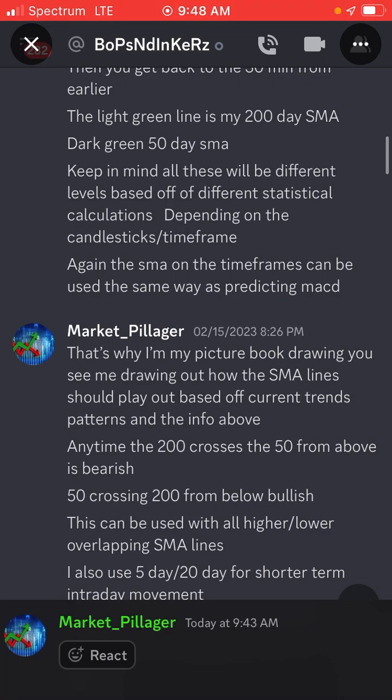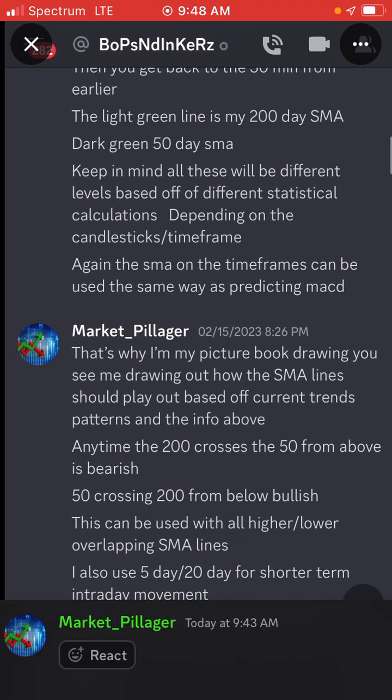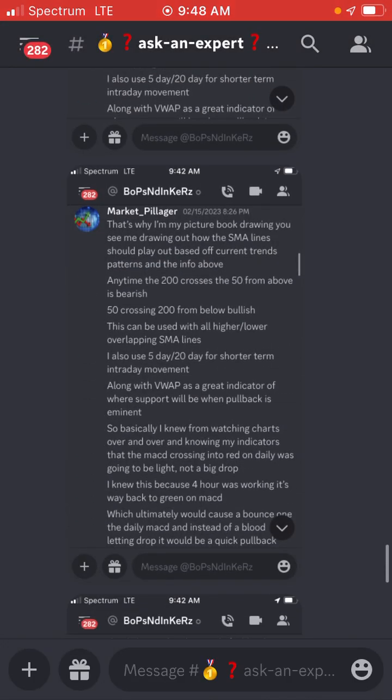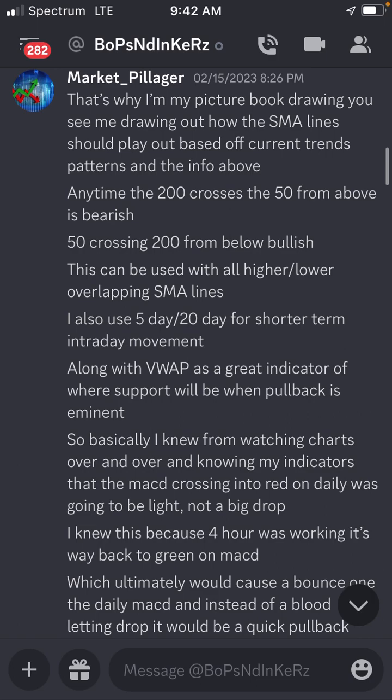This can be used with all higher and lower overlapping SMA lines. I also use a 5-day and 20-day for shorter term intraday movement. That's why in my picture book drawing, you see me drawing out how the SMA line should play out based off current trends, patterns, and the info above.